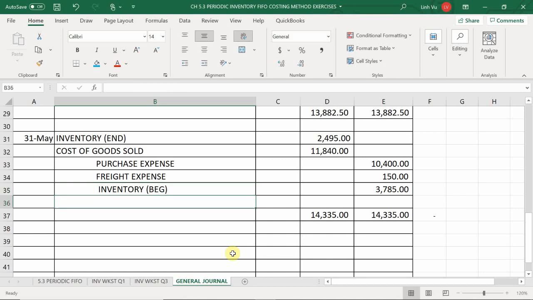All right. So that concludes chapter 5.3. Any questions on how to use the inventory worksheet? What I didn't understand when you say in real life is the same account. So what do you write? Inventory, that's all?